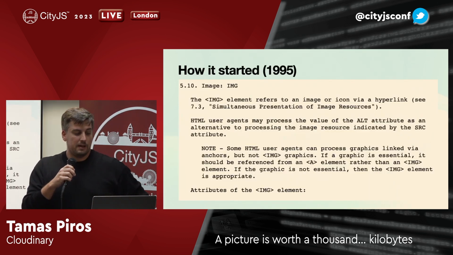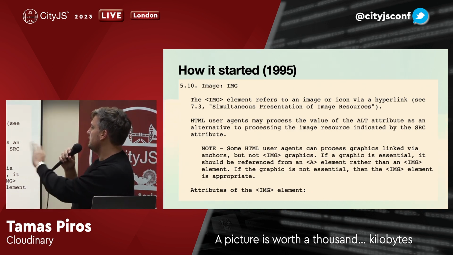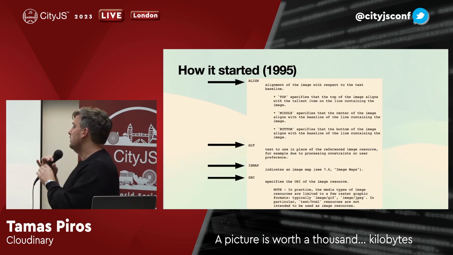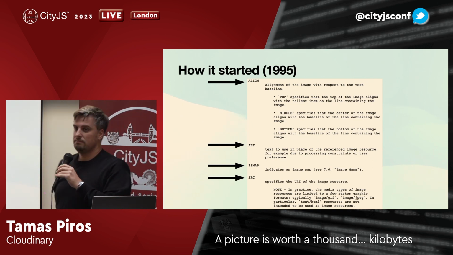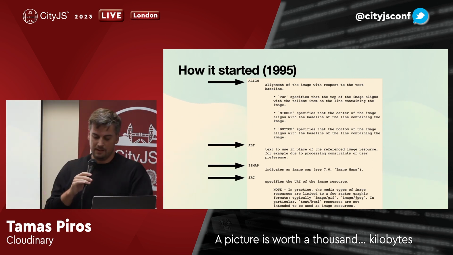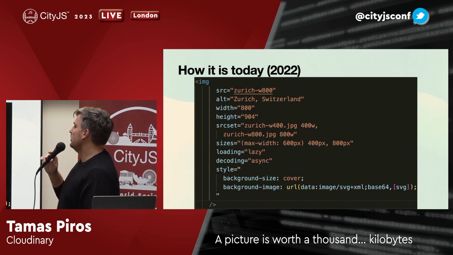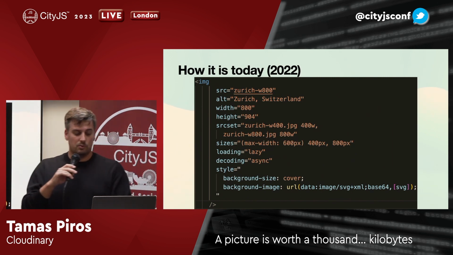And I also went back to the HTML spec in 1995, and I found the description of the image element, right? So this is how it started, this is 1995, and then the attributes of the image element were align, alt, ismap, and source, right? Very easy to work with. Now we look at 2022: source, width, height, srcset, sizes, loading, decoding, style, etc., etc. So it became a lot more complex.